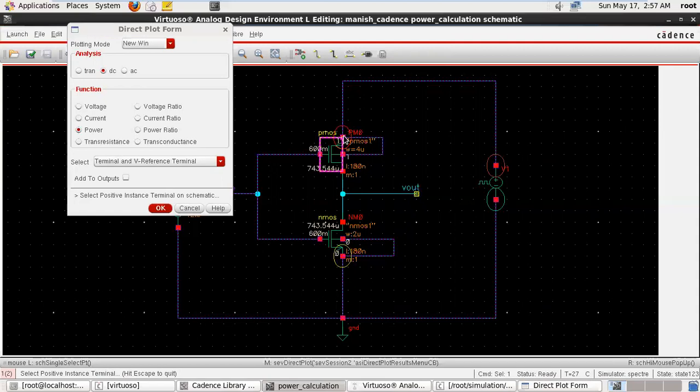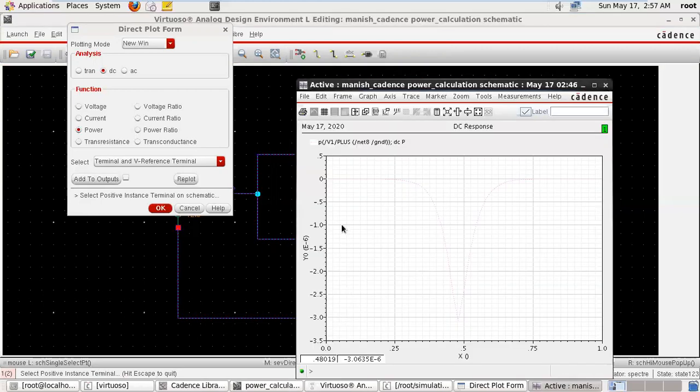So first select the terminal. Select the terminal and reference. Because that is reference, you require the reference. So suppose we are taking this as the reference. So this is the difference of the terminal and reference, so the power difference of the two nodes.